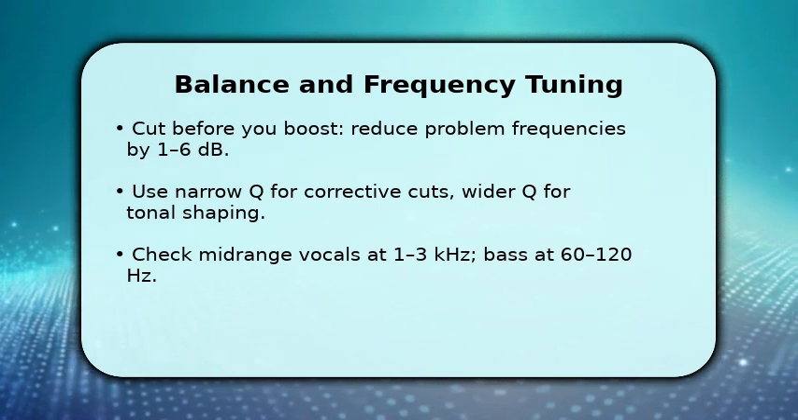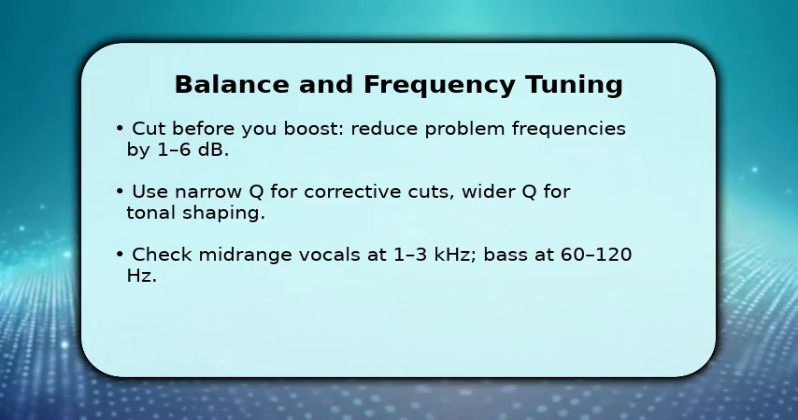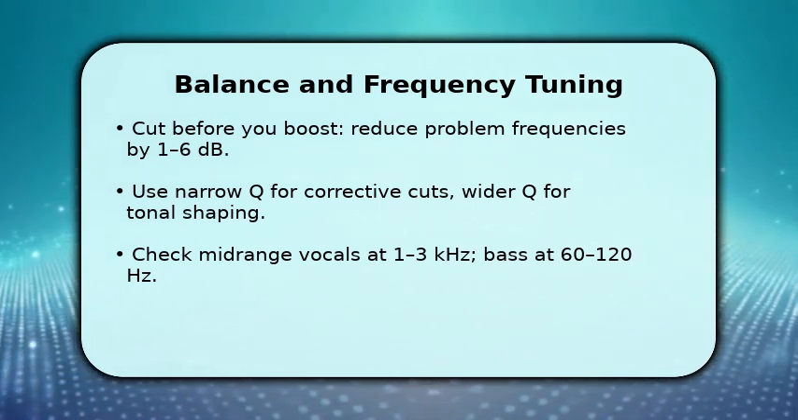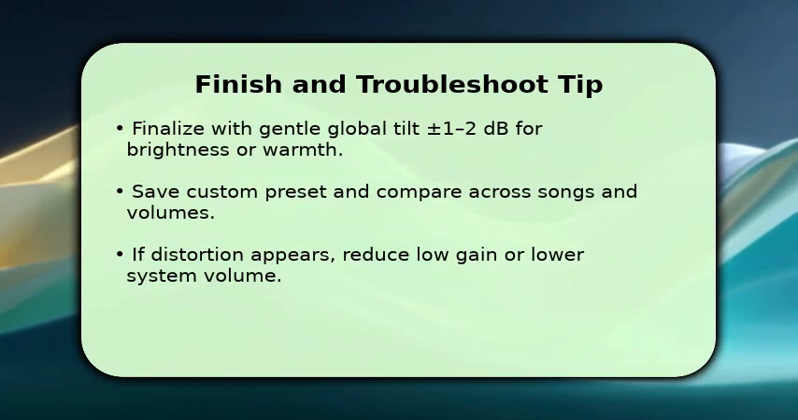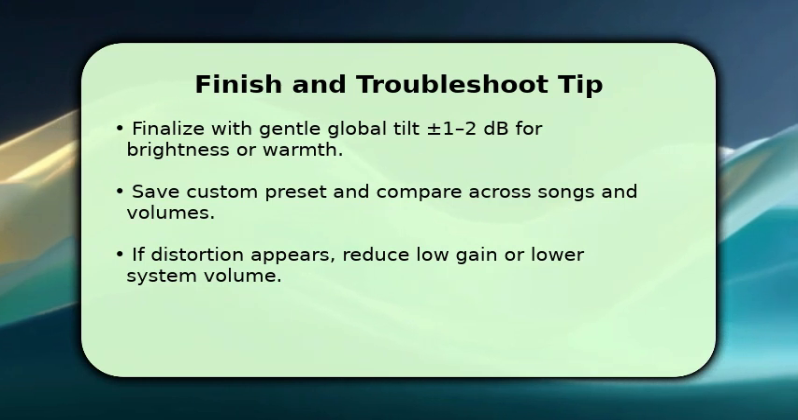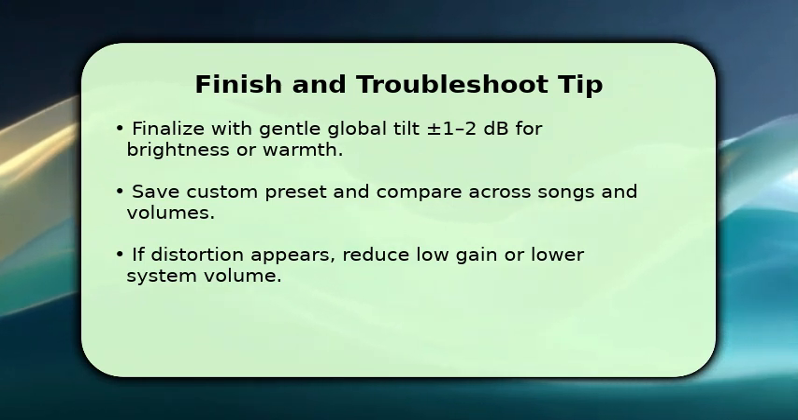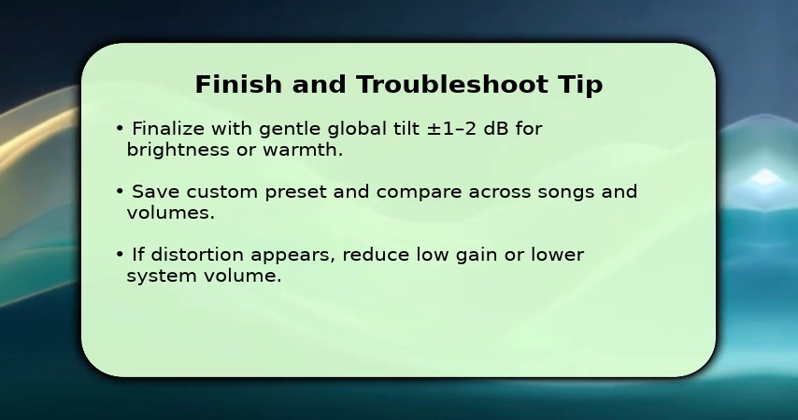Make incremental changes, then A/B with the flat preset, so you hear whether each tweak improves clarity and imaging. You finish by applying a gentle global tilt, 1 to 2 dB, to add brightness or warmth depending on taste, and then save the preset so you can recall it.